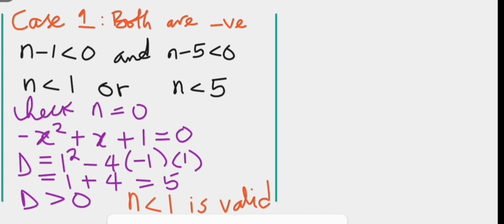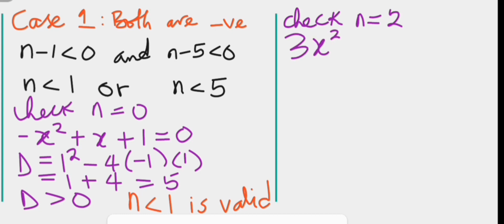Checking the second value, n is less than 5. Let us pick a value that is less than 5 but more than 1. Let's check 2. When we put n equals 2 in the original equation, 2n minus 1 becomes 2 times 2 minus 1, that's 4 minus 1, 3x squared. Then (2 plus 1)x, that's going to be plus 3x, and the constant term remains 1, equals 0.